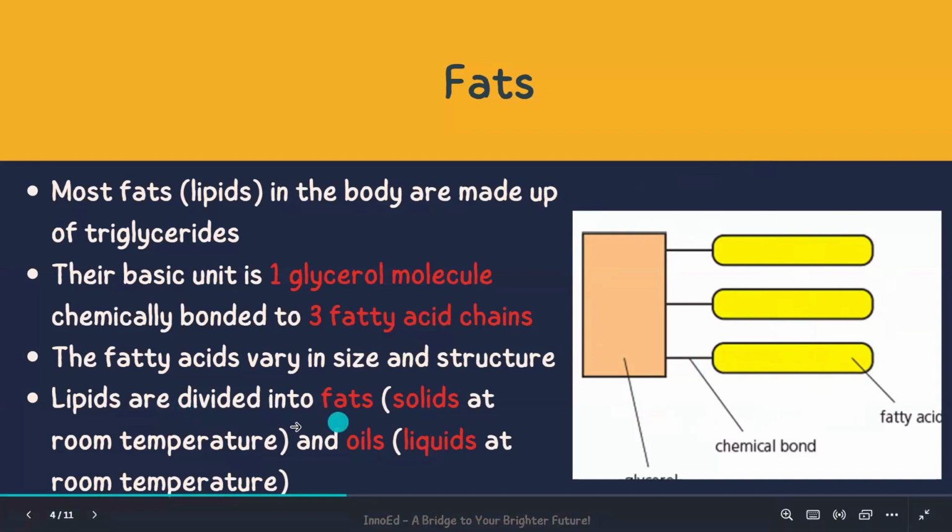The fats are actually the solid state of lipids, the solid state at room temperature. When they are liquids at room temperature, they are called oils.